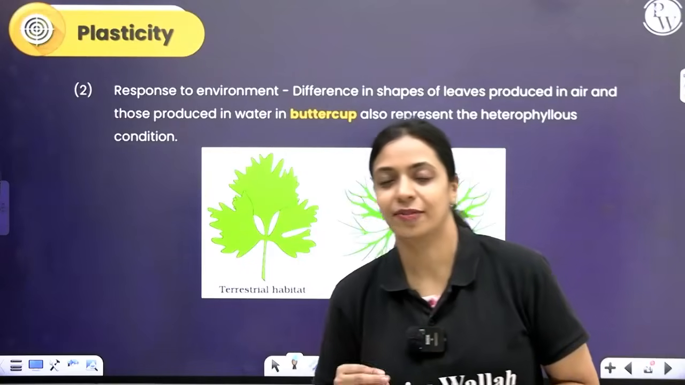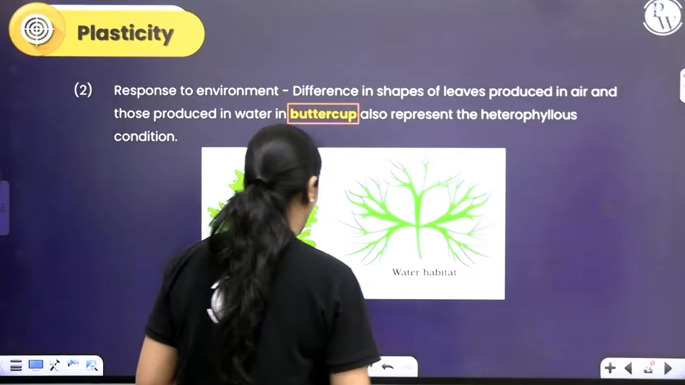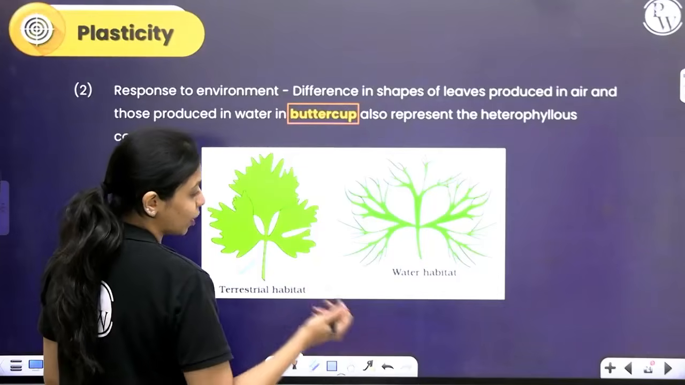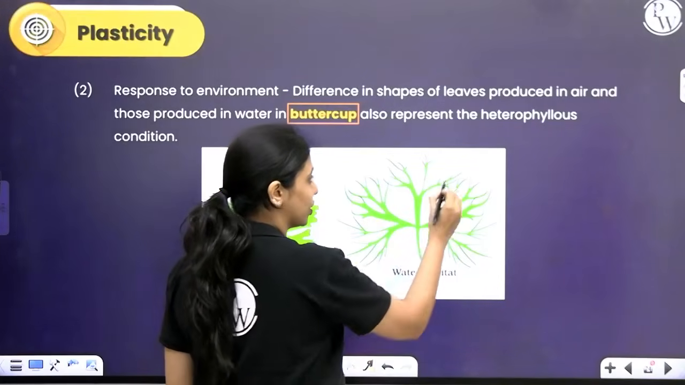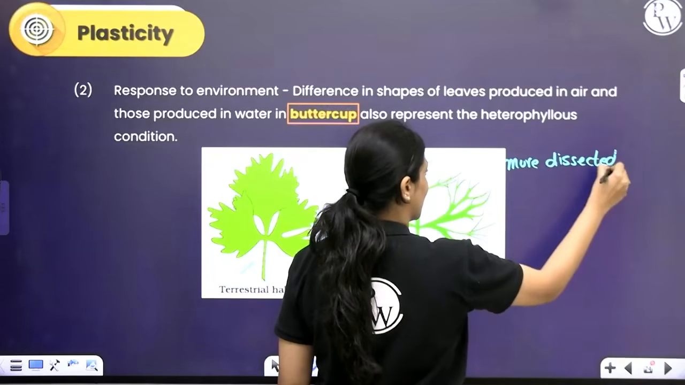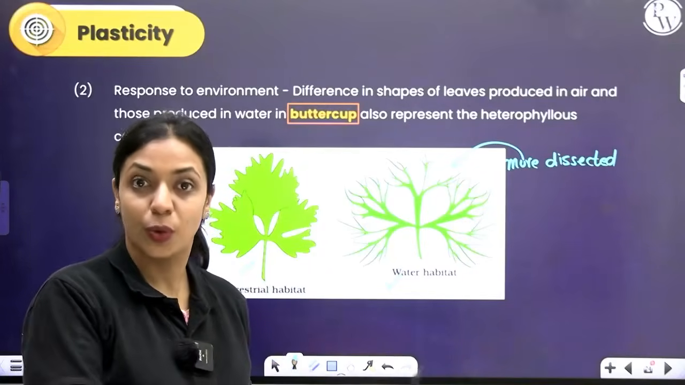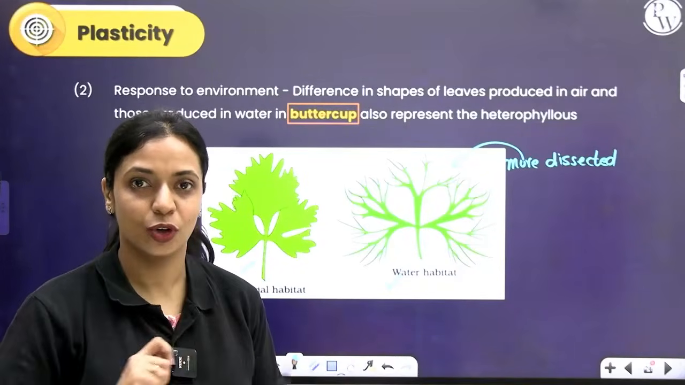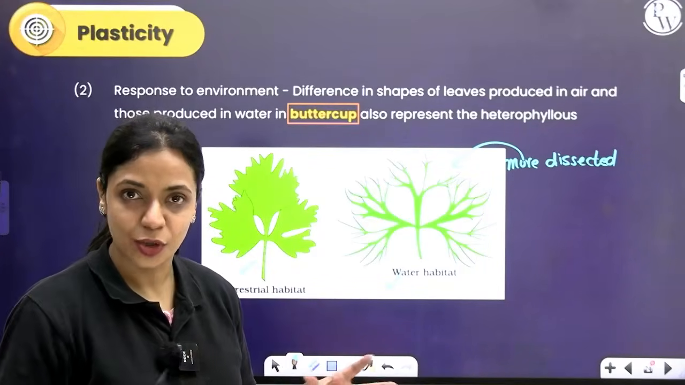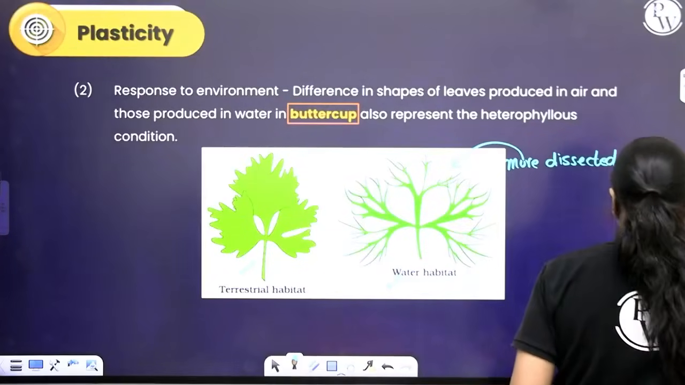In response to environmental factors, there's one plant called buttercup that can grow in terrestrial habitats and also in aquatic habitats. When it grows in terrestrial habitats, its leaves are like this. When it grows in water habitats, its leaves are more dissected, like this. The reason why it's more dissected is because if it's growing inside water, because of the water currents, the leaves should not tear up, right, and get damaged. So they themselves have leaves in such a way that it is not vulnerable to tearing. Okay, so that is the second example for plasticity.